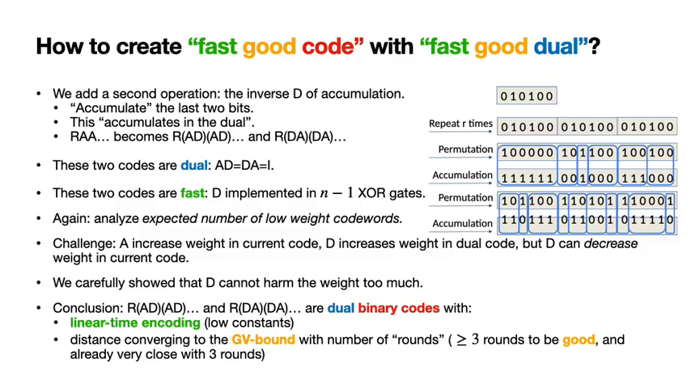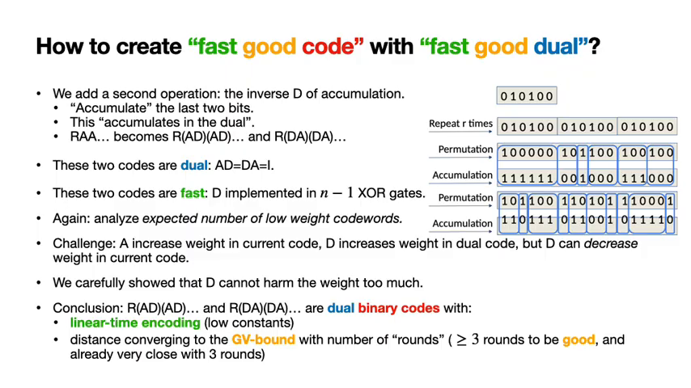Fortunately, we end up doing this, and our conclusion is the following. This pair of codes, RAD, RAD, etc., and RDA, DA, etc., are, as I said, a pair of dual binary codes with linear time encoding with very low constants. And this is the most important part, which took the longest to prove. They both have distance which converges to the GV bound with the number of rounds, where rounds refers to applying permute, then A, then permute, then D, and the dual of that.